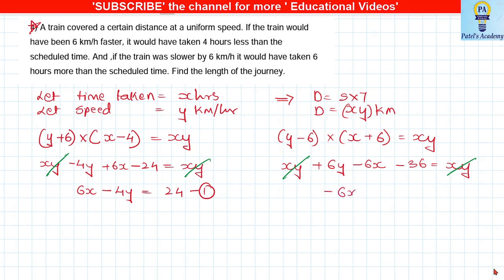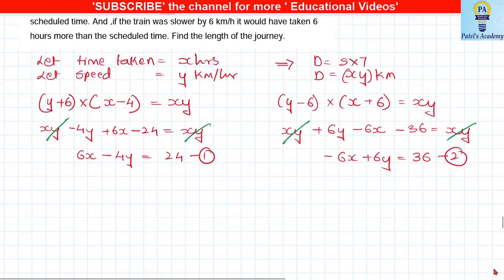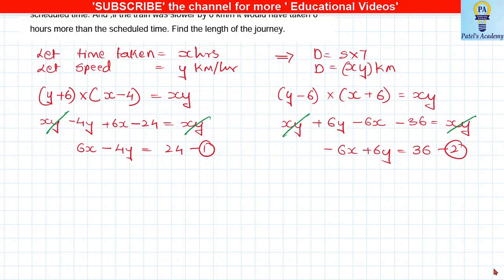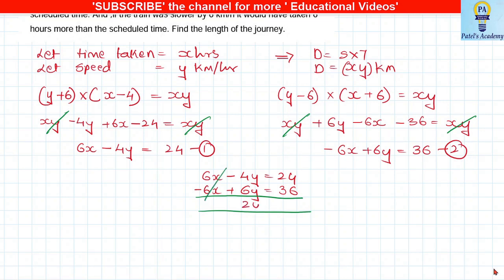So I will get minus 6x plus 6y equal to 30. Okay. Now you understood, students, why I kept the equation as it is. Now on both the equations I have 6x, so I don't need to reduce that. Okay, so adding 1 and 2, when I add the equation, 6x minus 4y equals 24 and minus 6x plus 6y equals 36. When I add, what I get, the x term will cancel, 2y equal to 60.